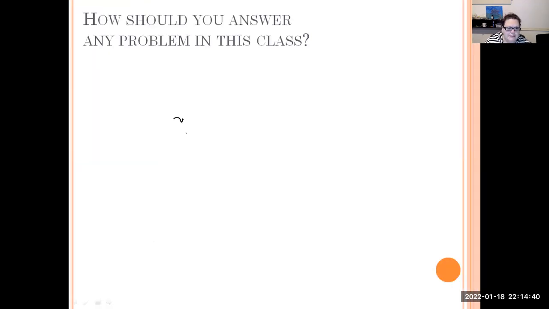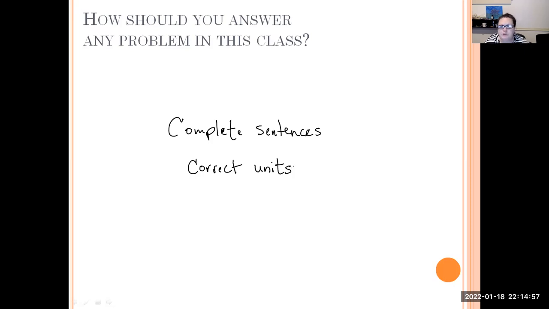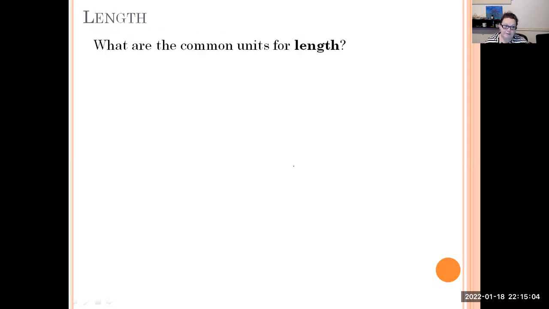So complete sentences, which I am not writing because it is really hard to write with this darn thing. Complete sentences. And the other thing is correct units. And units would just be, well, we've already discussed units, so this is not new to you. Okay, let's move on. Example, length.